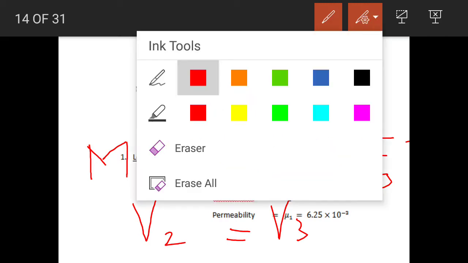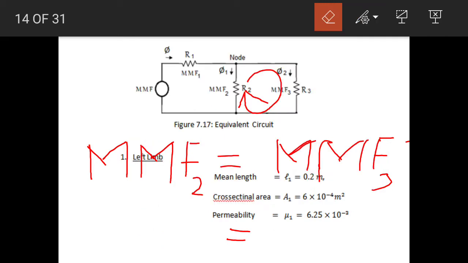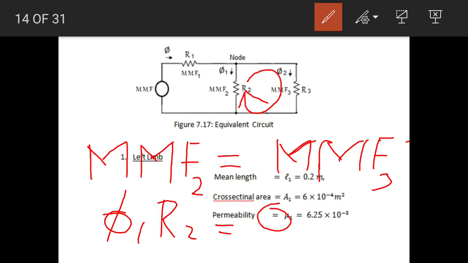Well, if you look at this particular circuit, MMF2 will be equal to phi 1 R2, and MMF3 will be equal to phi 2 into R3. If you focus on this particular equation, phi 2 is known. We have already calculated R3. We have already calculated R2. So we can calculate phi 1 from this particular equation.